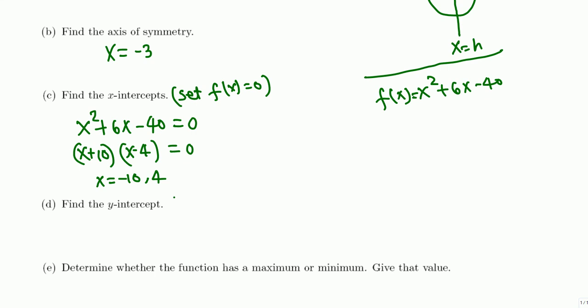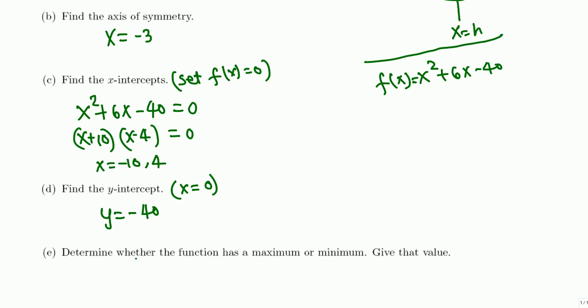Find the y-intercept. This is easier. Plug in x equals 0 into the function here. So 0 squared, 0, plus 6 times 0, 0, minus 40. So the y-intercept will be just negative 40, the constant term, by the way.